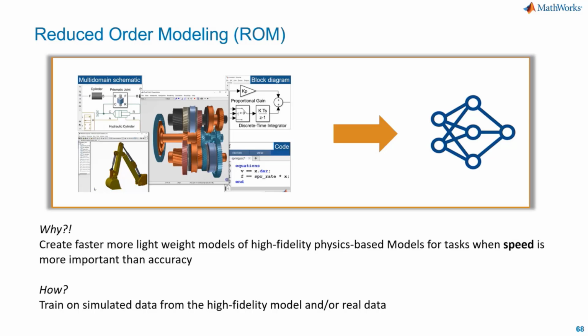So I'm going to give you a bit more detail on how we adopt AI for different applications. First of all, as I said, there is a lot of interest from our customers in reduced order modeling. Why? Let's imagine you use physics-based models such as Simulink to model the engine or the gearbox. If this is a very high fidelity model, it can be very time consuming in terms of simulation performance.